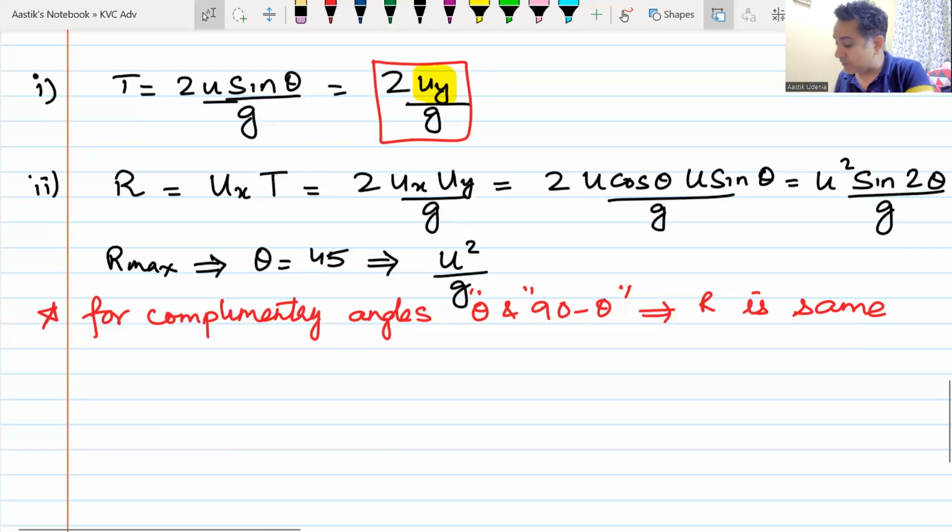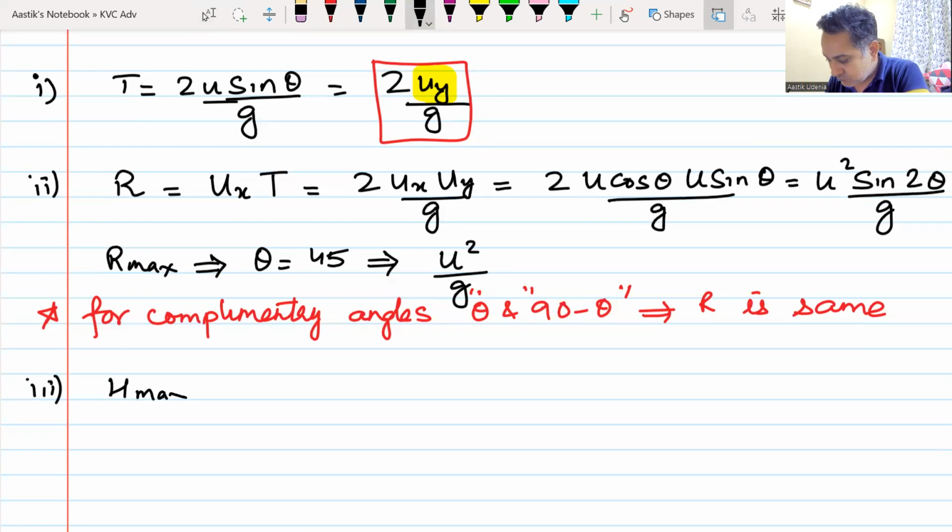What is the third formula? What is the next formula that is left? The next formula that is left is for maximum height, H max. Now, there are a number of ways in which you can write this formula. Can anyone tell me what are the number of ways in which I can write this? I can write it as uy square by 2g.